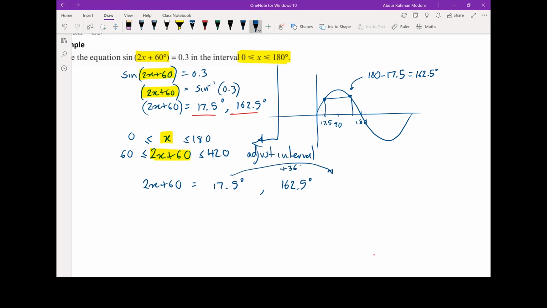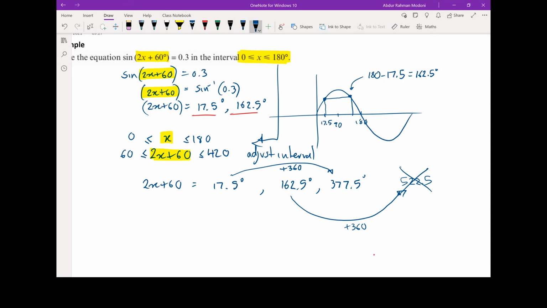Since these are my 2 within one cycle, I can find the rest by simply adding 360. So 17.5 add 360, that gets me another solution, which is 377.5 degrees. And again, I can see this is within my range. It's less than 420, so that's valid. I'll take this 162.5 and see if I add 360 to this, will I get another solution which is less than 420? And the answer is no, because if I add 162.5, add 360, I end up with 522.5. It was just a check to see if I do get something. It's not, so I'll just cross that out.